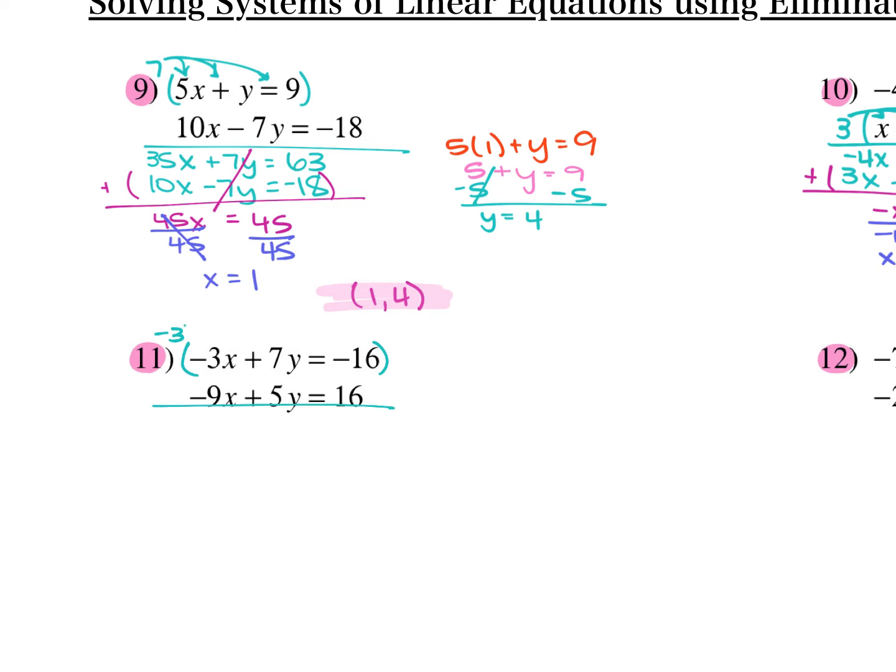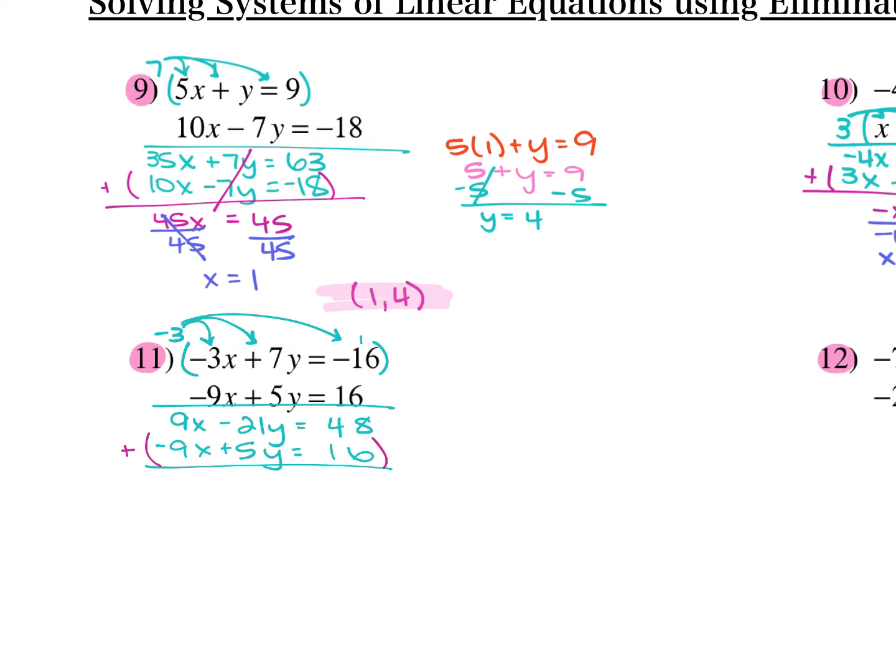So this is going to give us the negative 3 times negative 3x, which is 9x. The negative 3 times 7y is negative 21y. And negative 3 times negative 16 is going to become a positive. 3 times 6 is 18, carry the 1. 3 times 1 plus 1 is 4, so that's 48. Other than that, that negative 9x plus 5y is equal to 16 is going to go right underneath, and we're going to add.